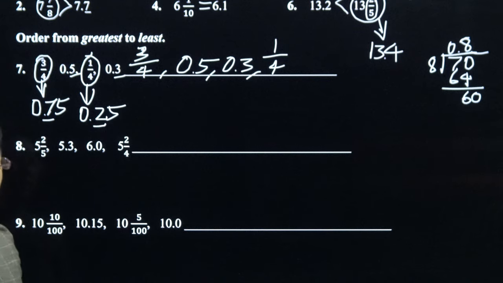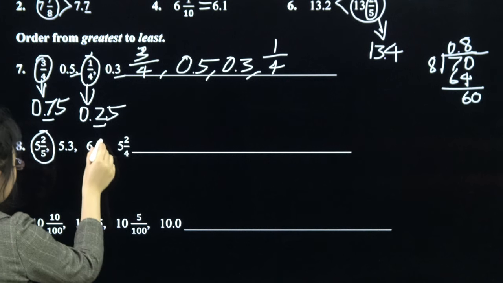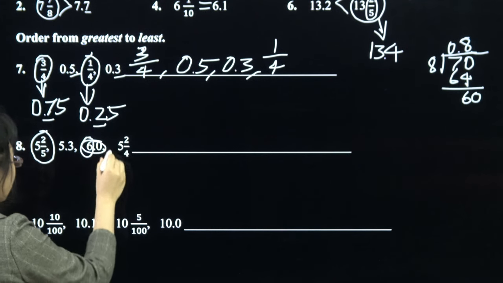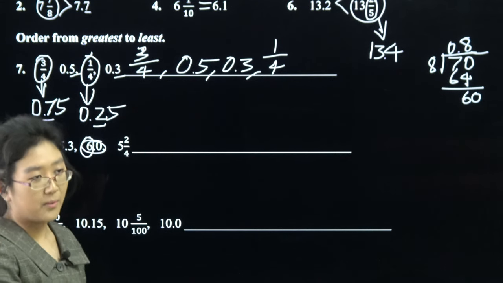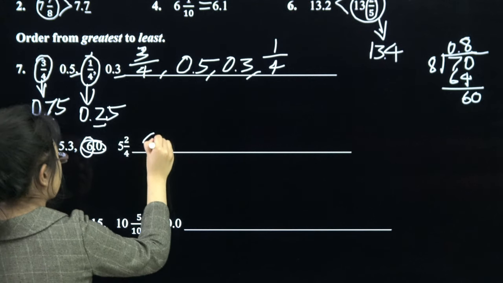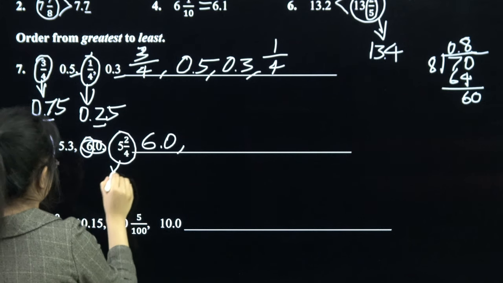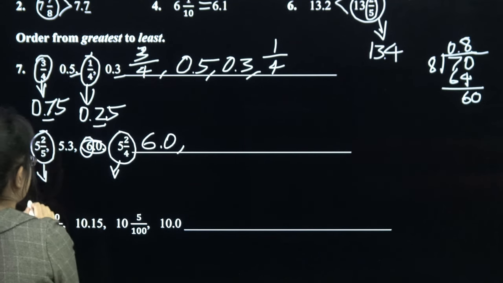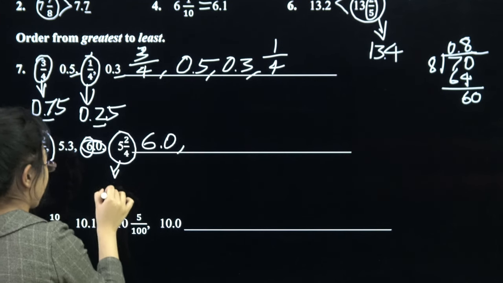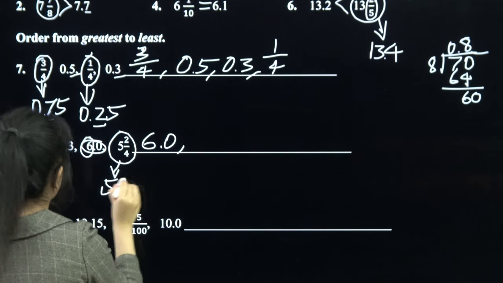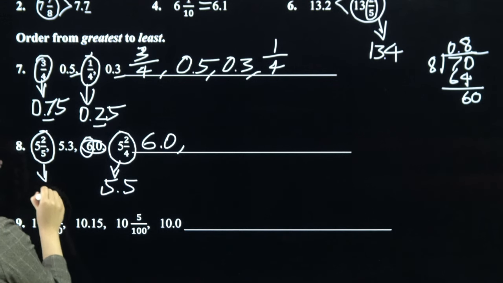Now this one, we're going to convert all of these again. Well, it's obvious that this one's the greatest, because it's 6 whole parts instead of 5 and something, and 6 is always bigger than 5, unless it's negative, but we aren't doing negatives yet. 6.0 is first, and now it's a battle between these guys. This is technically 5.5, because this can be simplified. And this one can be made into an equivalent fraction, and it'd be 5.4.